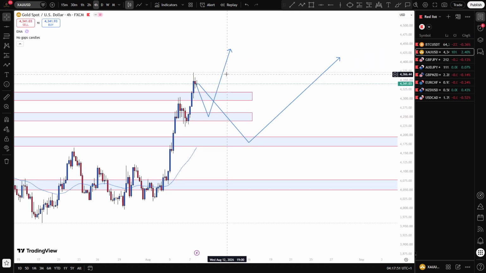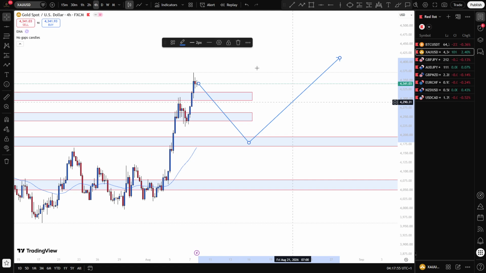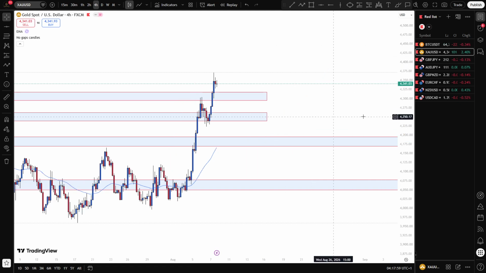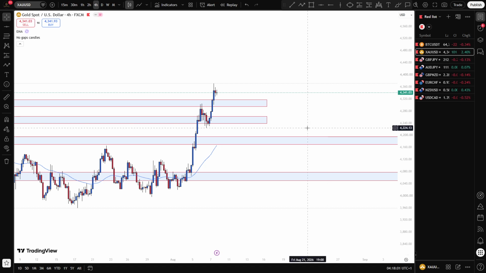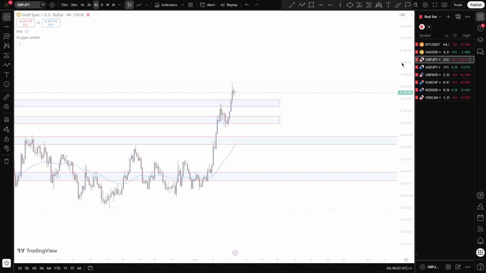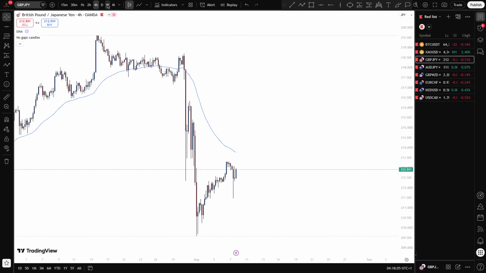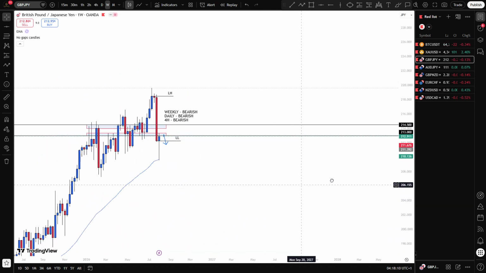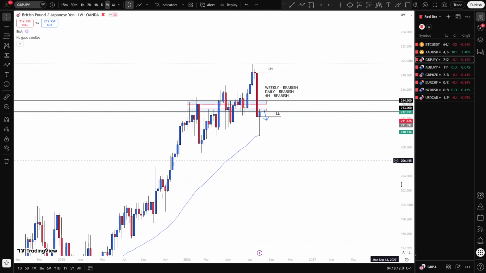Okay, so that is my bias on gold for next week. So moving on to the currency pairs. We have GBP JPY. So GBP JPY on the weekly time frame, we are bearish.